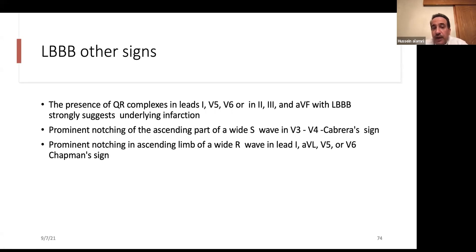The presence of a QR complex in lead 1, V5, V6 is always abnormal. Also in leads 2 and 3, there should be no Q in these leads. Again, there are two signs which are called Cabrera sign and Chapman's sign.